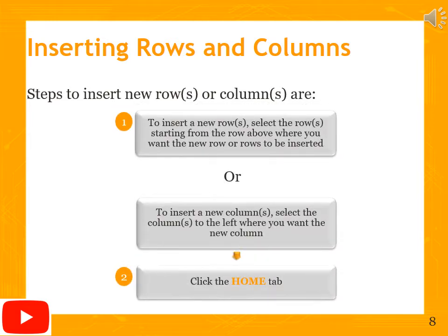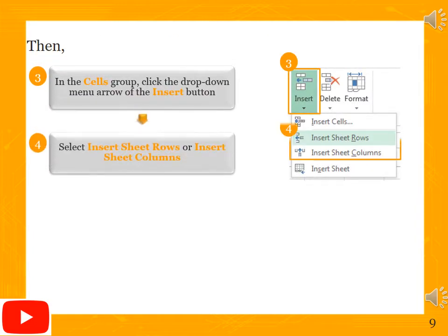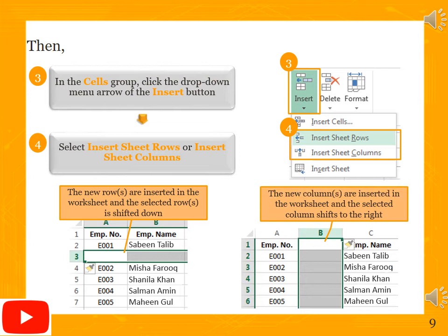Inserting rows and columns. You can insert a single row, you can insert multiple rows, you can insert a single column, you can insert multiple columns, and for this you have to select where you want to insert the row or the column, and then you will click on the Home tab. After selecting the place where you want to insert row or column, third step is, in the cells group, click the drop down menu arrow of the insert button. So insert button, here you can see insert sheet row and insert sheet column. There are 2 options, you can select any.